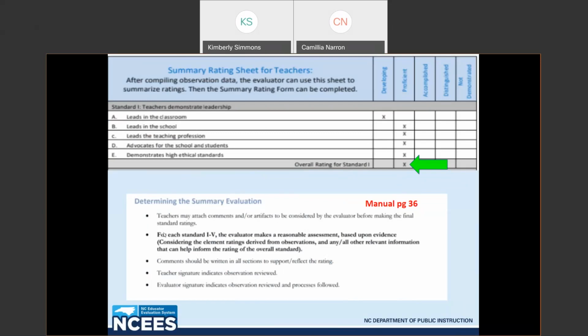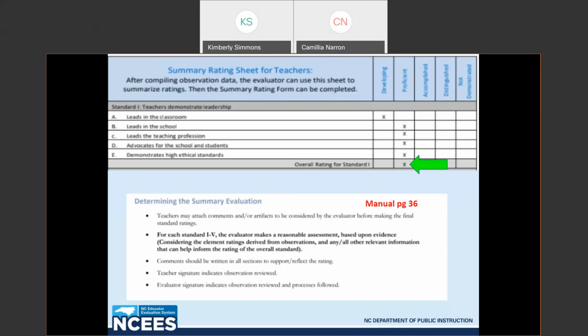But then when I look down here at this bulleted note that is in bold, it says for each standard 1 through 5, the evaluator makes a reasonable assessment based upon evidence, considering the element rating derived from the observations and any other relevant information that can help inform the rating of the overall standard, any other relevant information. So it means that I consider what I have there from the element ratings, but the principal may have other relevant information that they want to consider that informs that rating.